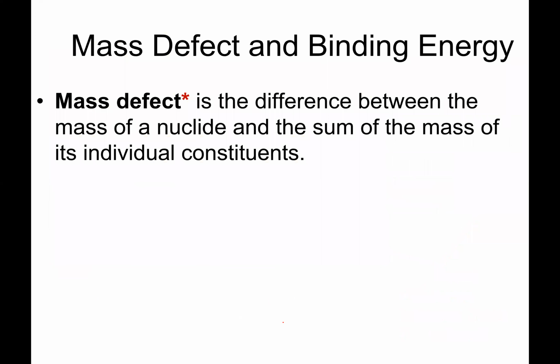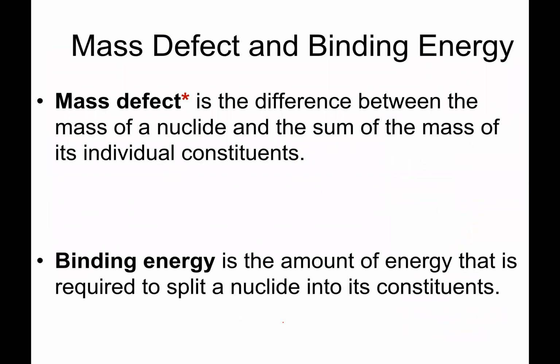And so the mass defect is the difference between the mass of the nuclide and the sum of the mass of its individual constituents. Very closely related to mass defect is this idea of binding energy. Remember Einstein's energy mass equation, change in energy equals change in mass times the speed of light squared. You can think of binding energy as the amount of energy that is required to split a nuclide into its constituents.